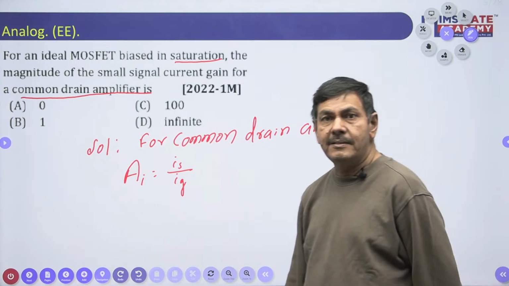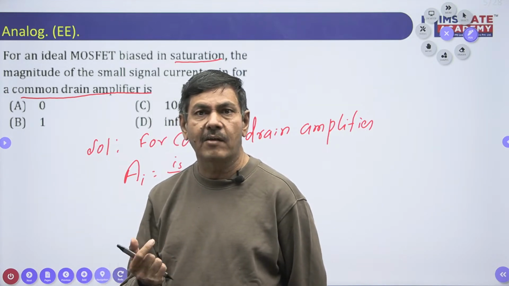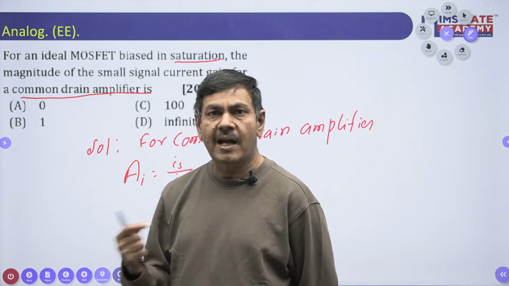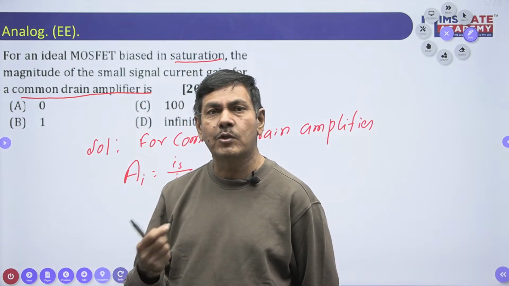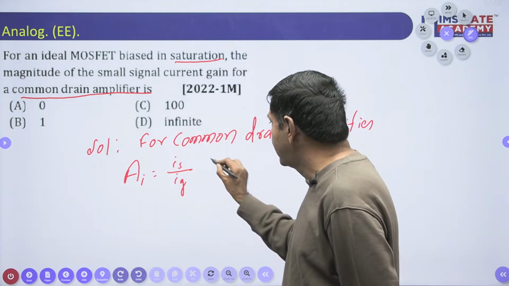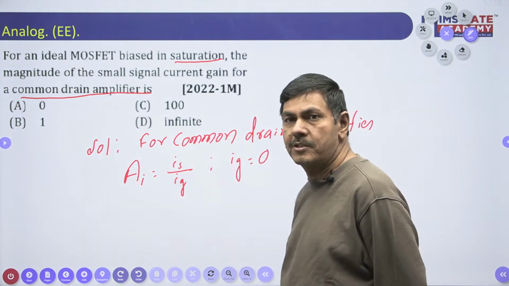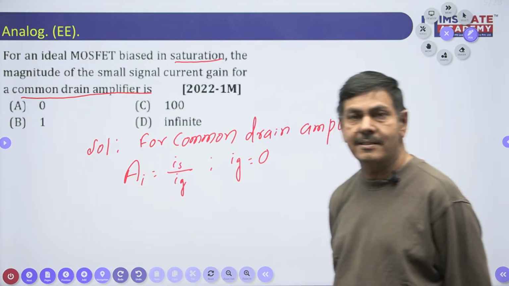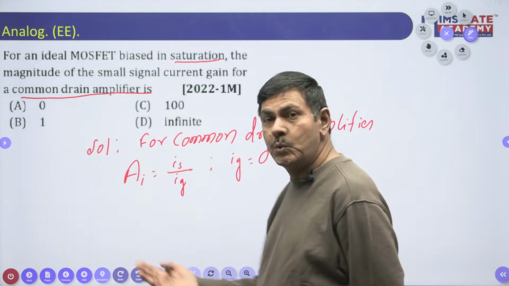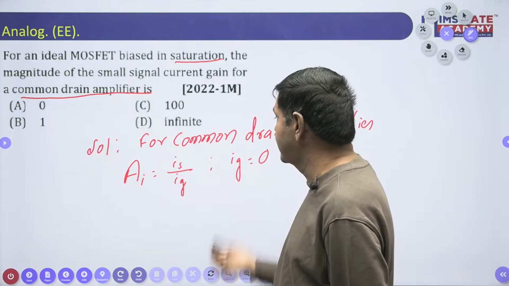But you know very well, the gate side of the MOSFET has a very high resistance, as I said already. Because of the high resistance, the gate current is approximately equal to 0 amperes. Because of the SiO2 layer that is coated, we have this high resistance at the gate.